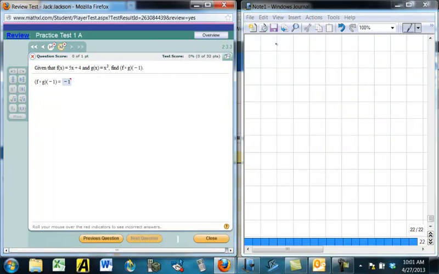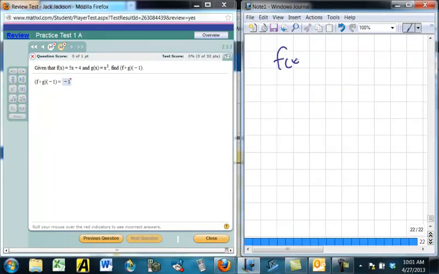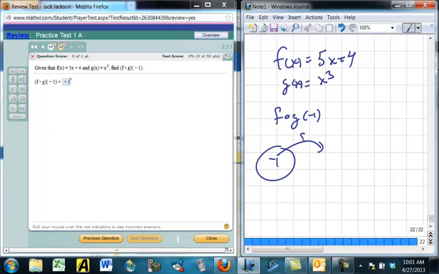Okay, similar problem. F of x equals 5x plus 4. G of x equals x cubed. Find f compose g of negative 1. So we start with negative 1 on the left. We first apply the function g. G of negative 1 is negative 1 cubed, which is negative 1. So the output is negative 1.